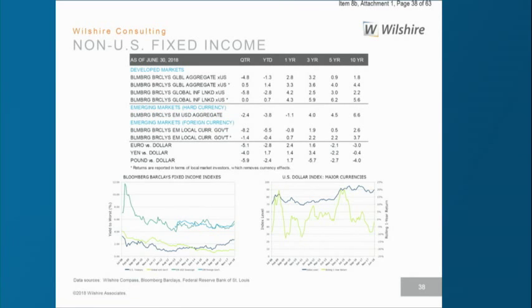Page 38, non-U.S. fixed income. Just pointing out here the bottom 3 rows, the dollar versus the euro, the yen, the pound. If you compare the two emerging market lines there, one down 8.2, the other down 1.4 for the quarter, the difference is currency hedging. Currencies just got hammered during the quarter. That is continuing, certainly in the emerging markets so far this quarter.